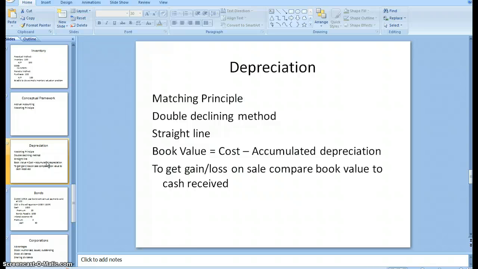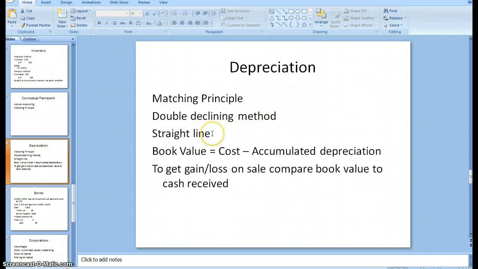Depreciation. We do depreciation because of matching, so we want to take the cost of the asset and match it against the revenues that it earns. The double declining method of depreciation, which you do have to do on the test, is the book value of the asset times 1 over the life times 2. Okay, and that gives you your depreciation expense.